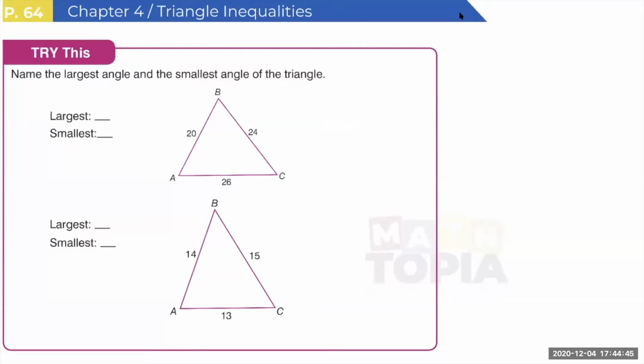The smallest angle in a triangle is the one opposite the smallest side, which is 20. So angle C would be the smallest angle. And for the largest, it would be opposite the 26, so angle B. And for the second example, the smallest angle would be opposite the smallest side, 13, so angle B would be the smallest. And then the largest angle would be the one opposite the 15, so angle A.